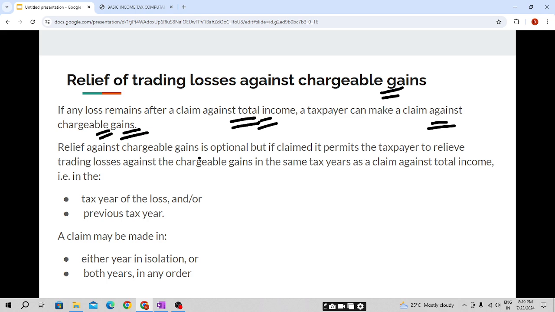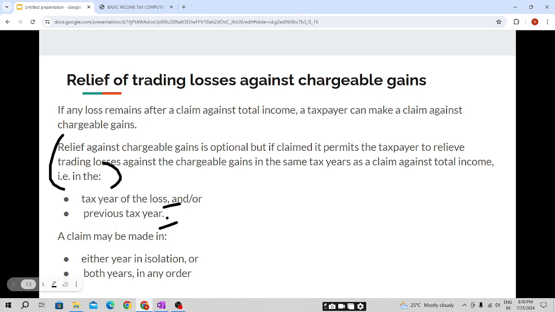Relief against chargeable gain is optional, but if claimed, it permits the taxpayer to relieve trading losses against the chargeable gains in the same tax year as a claim against total income in the tax year of loss or previous tax year. So students, it is the same case as the total income, but here also we can set off against the current year and previous tax year.